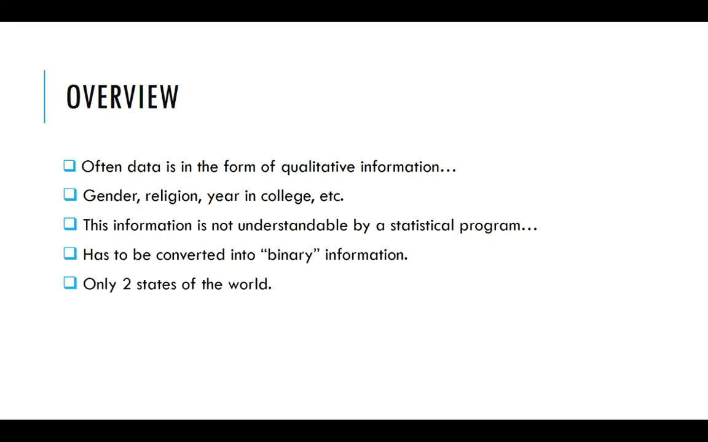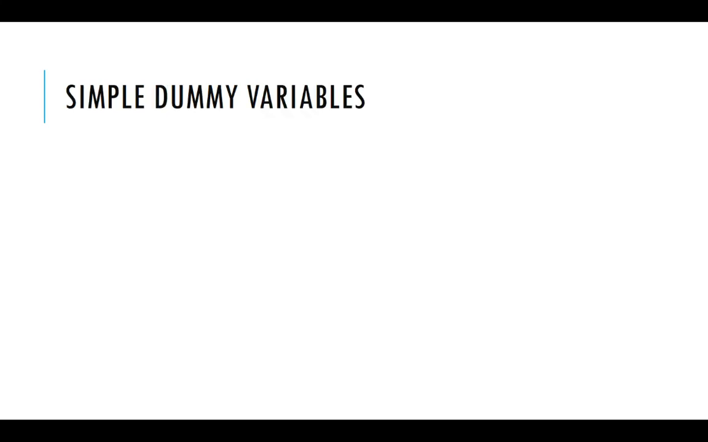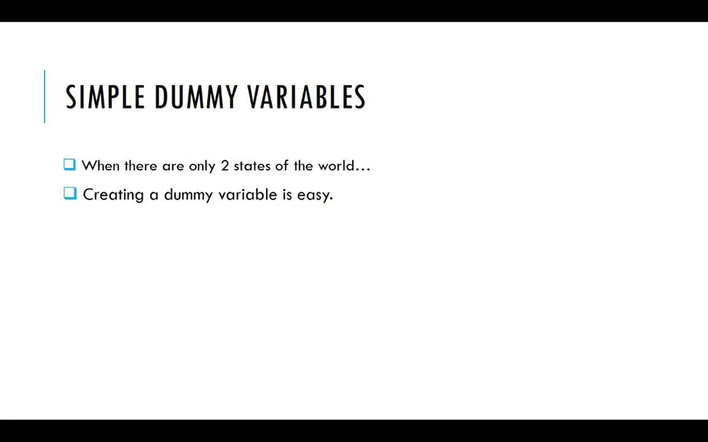Binary means that there are two states of the world. So when we're converting a variable to something binary with two states of the world, we call this a dummy variable. So we're going to be creating dummy variables. The simplest form is what I'm going to call a simple dummy variable. I don't know if that's really technically the term. We just call them dummy variables, but so that I can distinguish from other types, when I'm talking about a dummy variable like this, a simple dummy variable, there's just two states of the world.